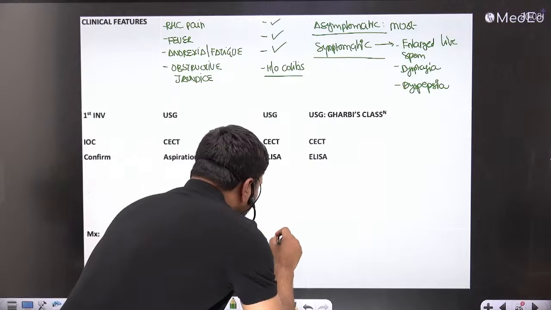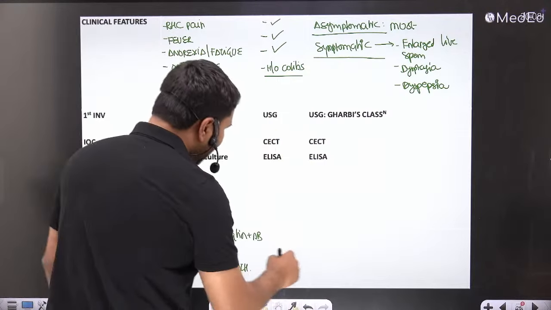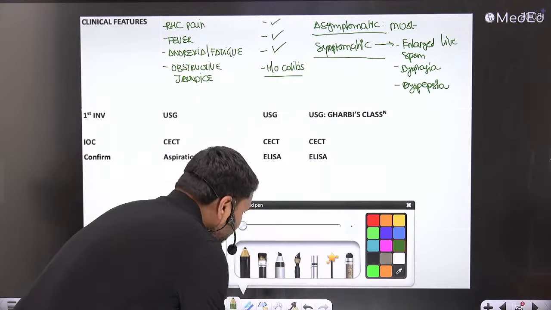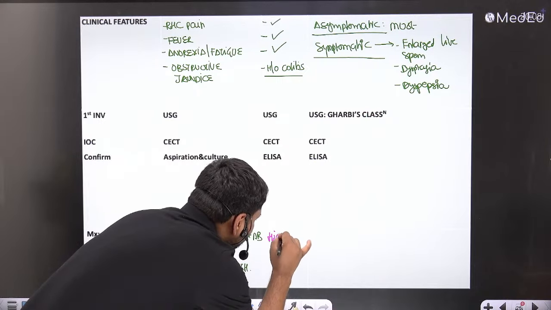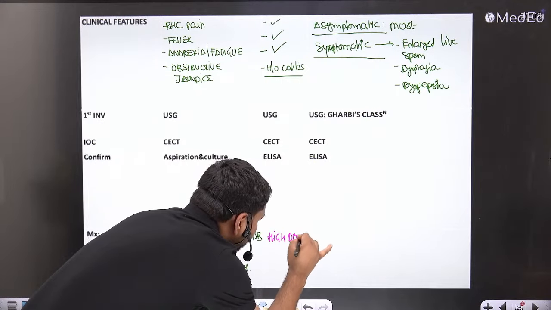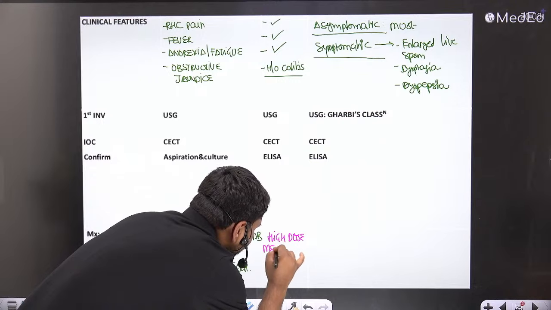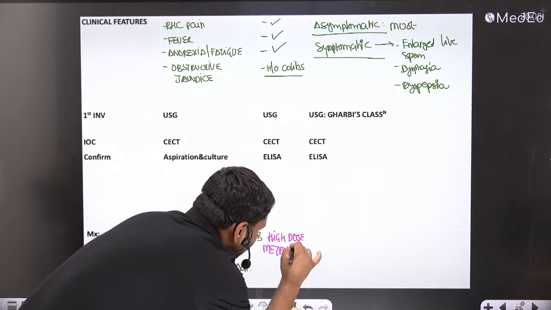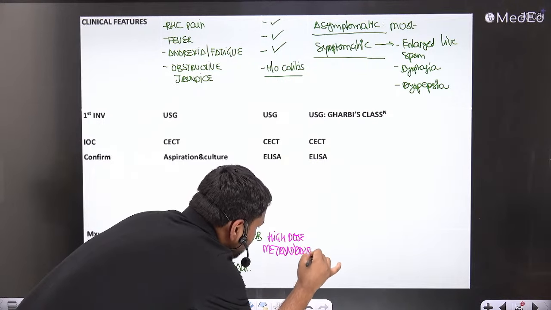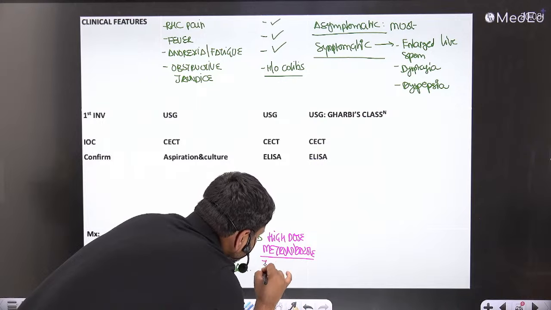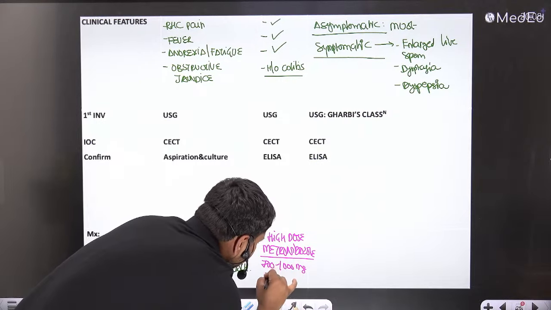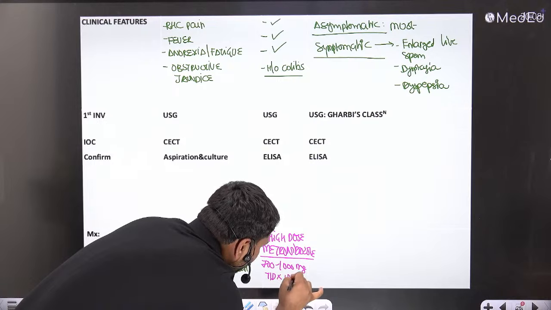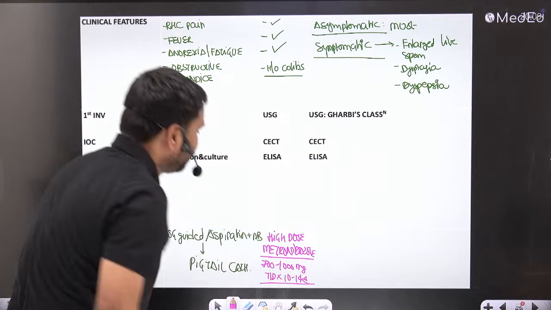Whereas here for your amoebic liver abscess, we'll try the patient on high dose metronidazole. That is going to be around 700 to 1000 milligrams three times a day for 10 to 14 days. This is the regimen that you follow, right?